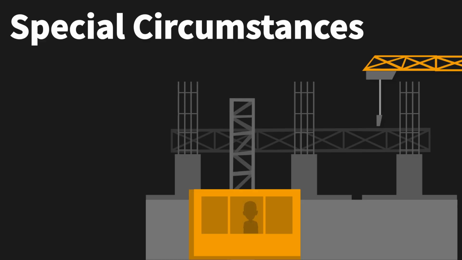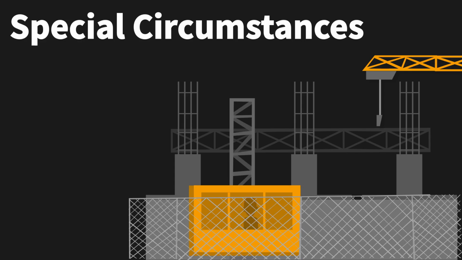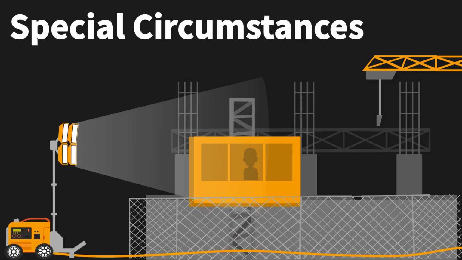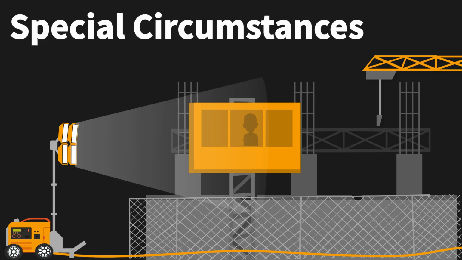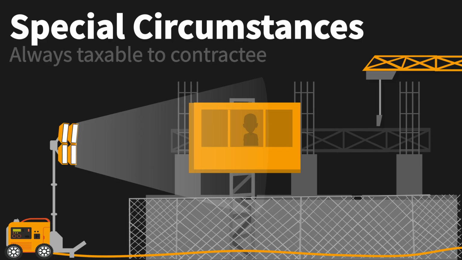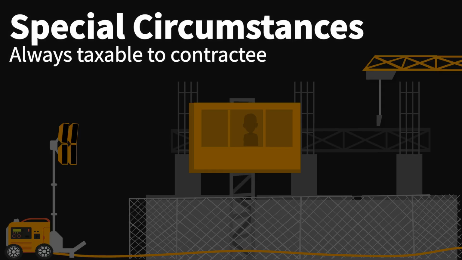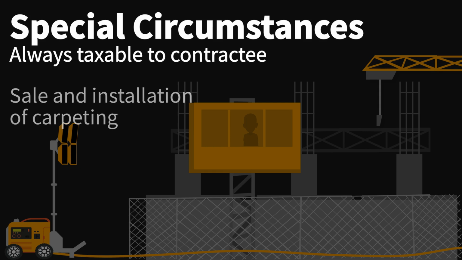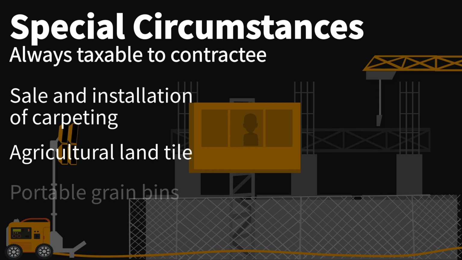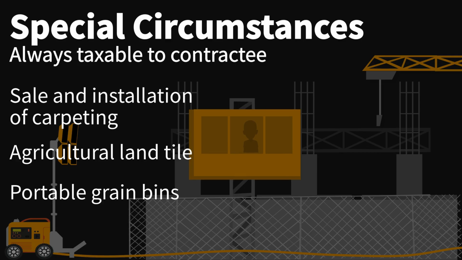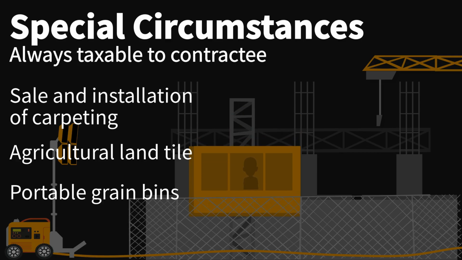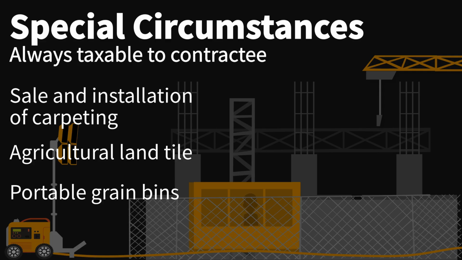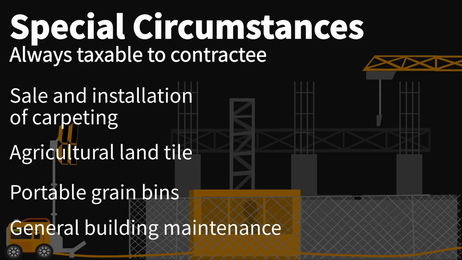Temporary construction items like temporary fencing, construction elevators, temporary electrical connections, and the like are always classified as tangible personal property and are therefore always taxable to the contractee. Also excluded from construction contracts are the sale and installation of carpeting, agricultural land tile, and portable grain bins. The materials for these items are also always taxable to the contractee, as is general building maintenance.